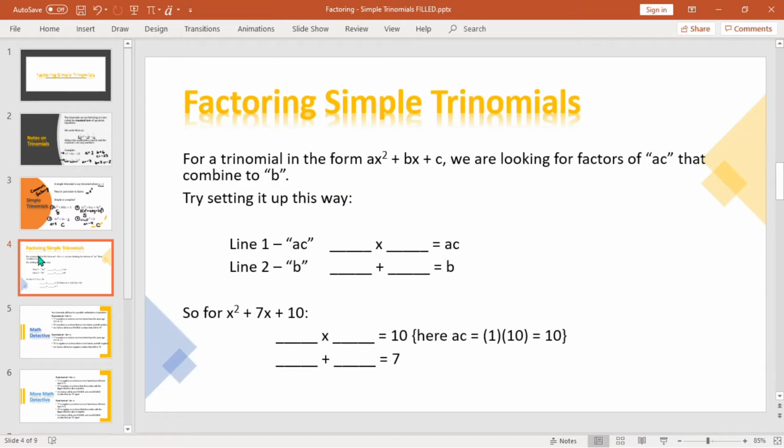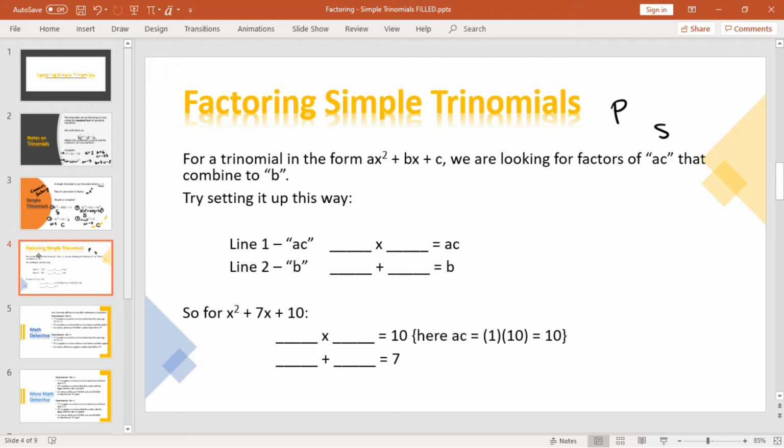There are a lot of strategies for factoring trinomials. I'm a big fan of the product and the sum strategy. So this is how I set it up. There's a lot of information in these next few slides, but I'm going to take you through.